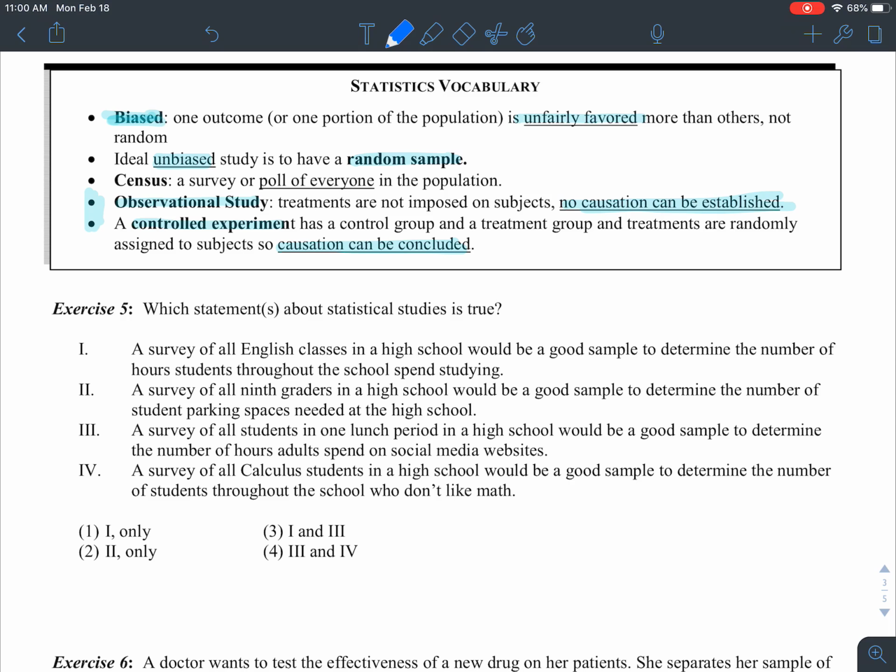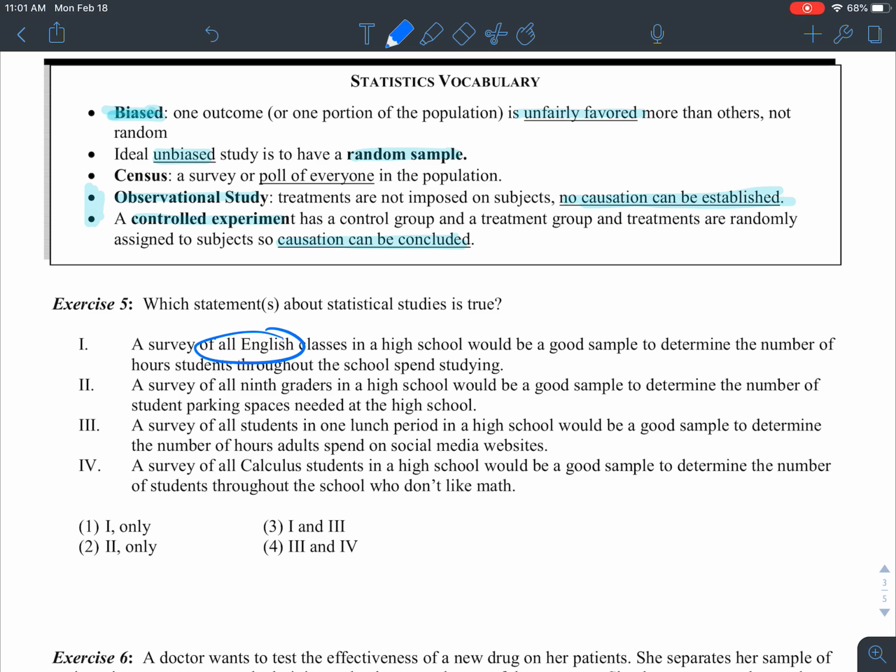Well, we're looking at all English classes. Do all students take English class? Yes. If you're only looking at honors English classes, it might not work out because we have a very specific subset of the population. But if we're looking at all English classes, that could be fine, I believe. Because everyone takes an English class, and that's every year. You take it freshman year, sophomore year, junior year, senior year, you always take English. So I think that's good. We can say that that is true.